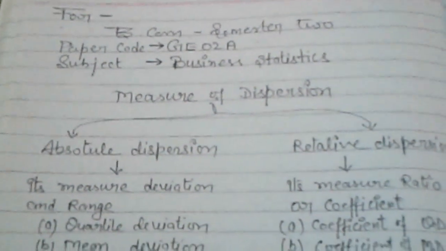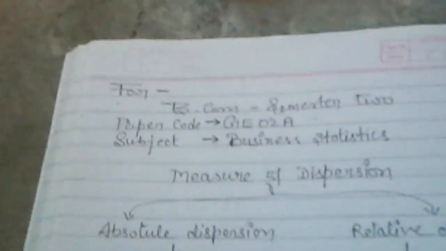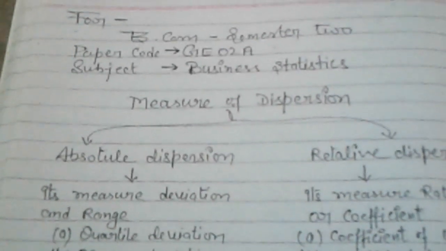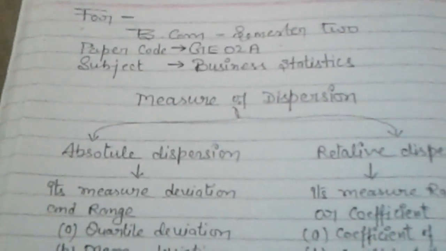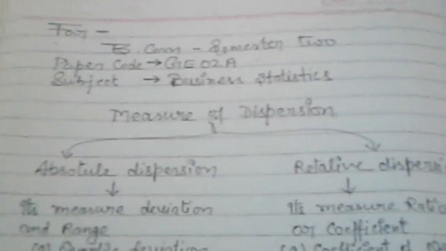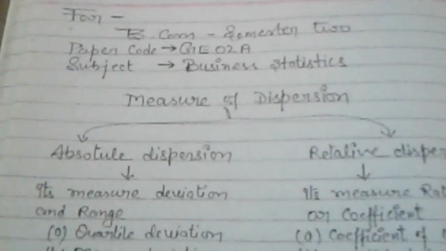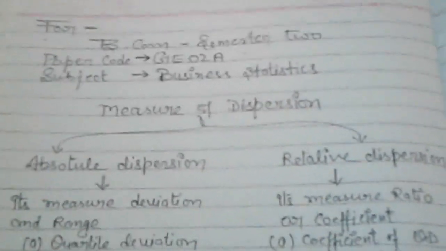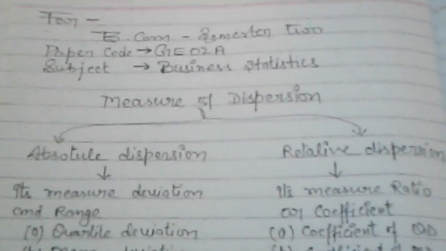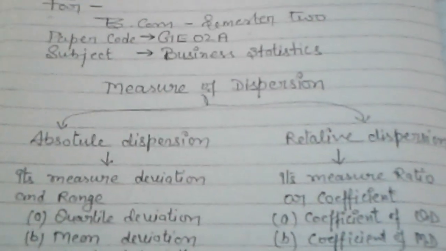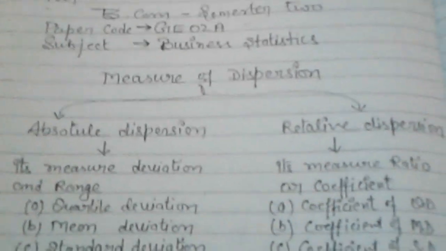Friends, we know that standard deviation is an absolute measure of dispersion. Friends, dispersion is that statistical technique which finds the deviation of the series data variables, by which we can understand the dispersion of data.